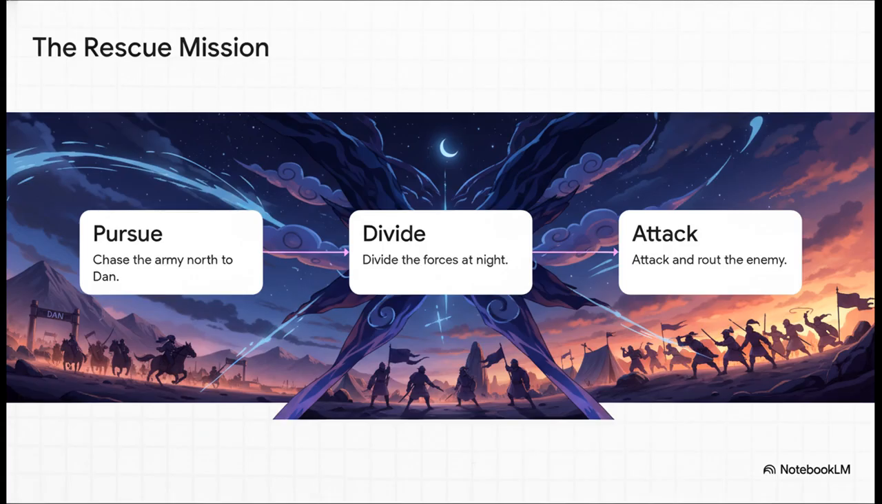We really have to appreciate the immense distance here. Dan is way up in the far north of Israel, and Hobah is past Damascus in modern-day Syria. This wasn't a quick afternoon sprint. It was a grueling multi-day pursuit by a deeply committed Abram. He strategically divided his men under the cover of darkness to create total panic in the massive enemy camp.